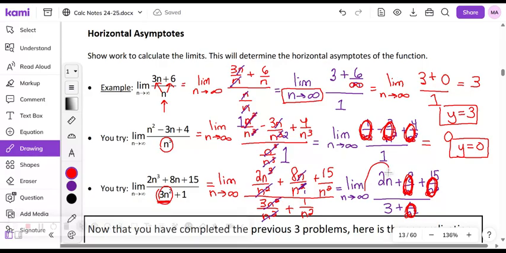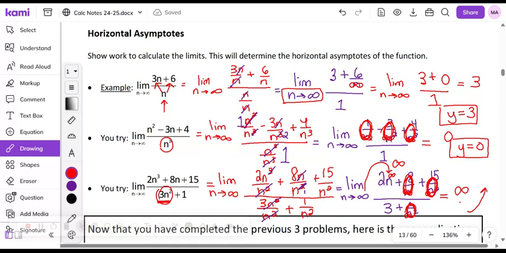Well, let me ask you, what happens when we put bigger and bigger and bigger numbers here? We have 2 times bigger numbers, bigger numbers, bigger numbers. That will approach infinity. So we have infinity plus nothing over 3, which is infinity. So our function does not have a limit. So we won't have a horizontal asymptote. Our function will do something like this.